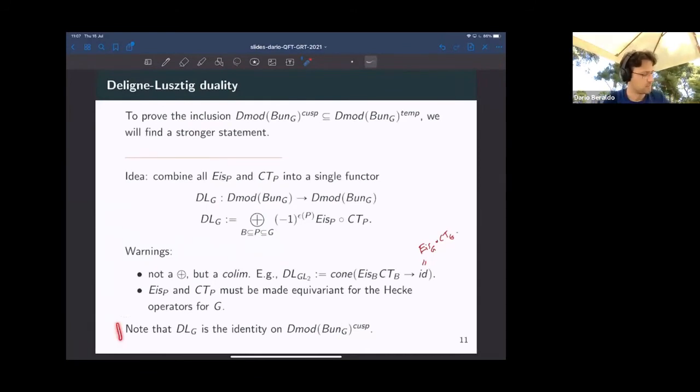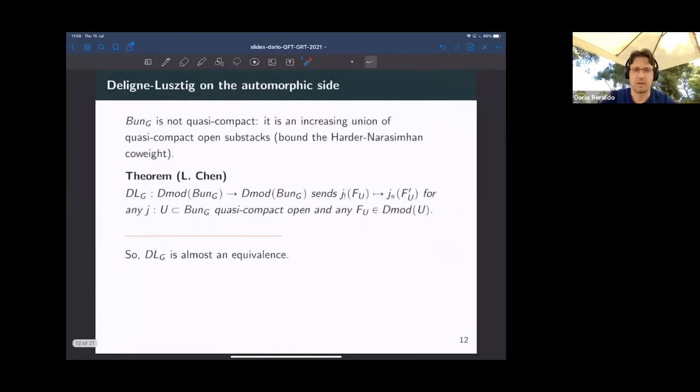Nevertheless, with any definition, even with this fake definition, we see that this linguistic functor, which is a combination of constant terms, is tautologically the identity on the cuspidal part, just because all these constant terms except for one will kill the object. So you remain with the identity. Right. So let's describe how this linguistic functor looks and why it's useful for us.